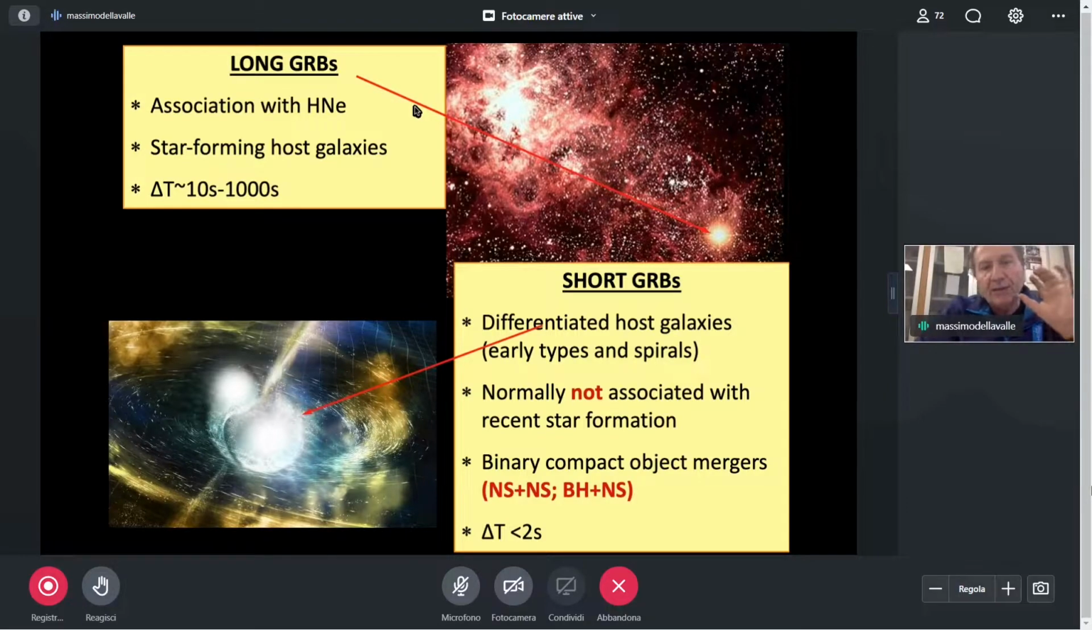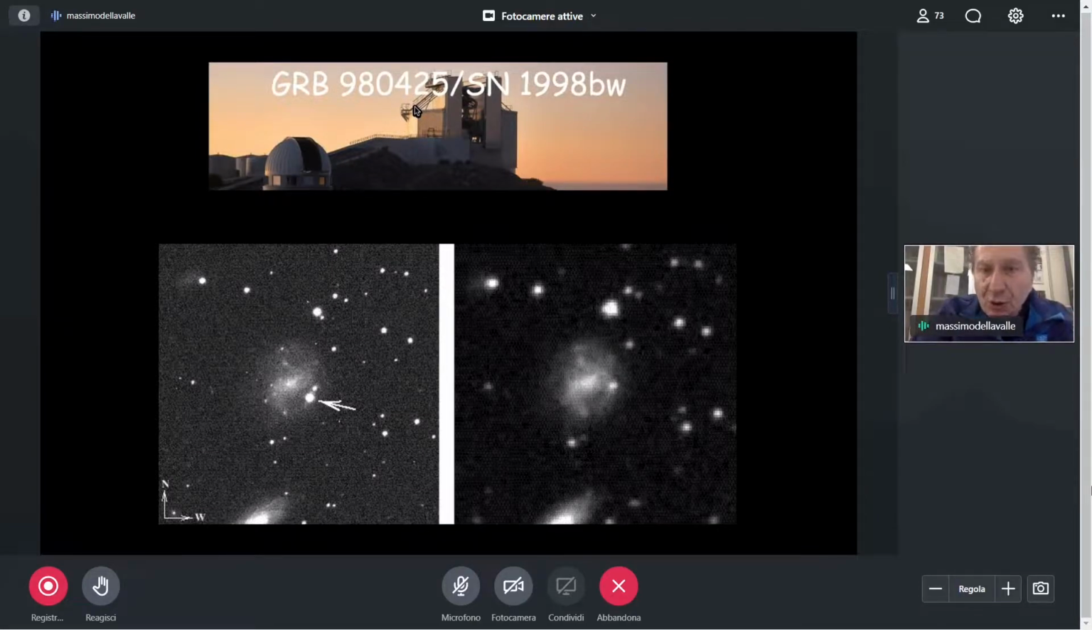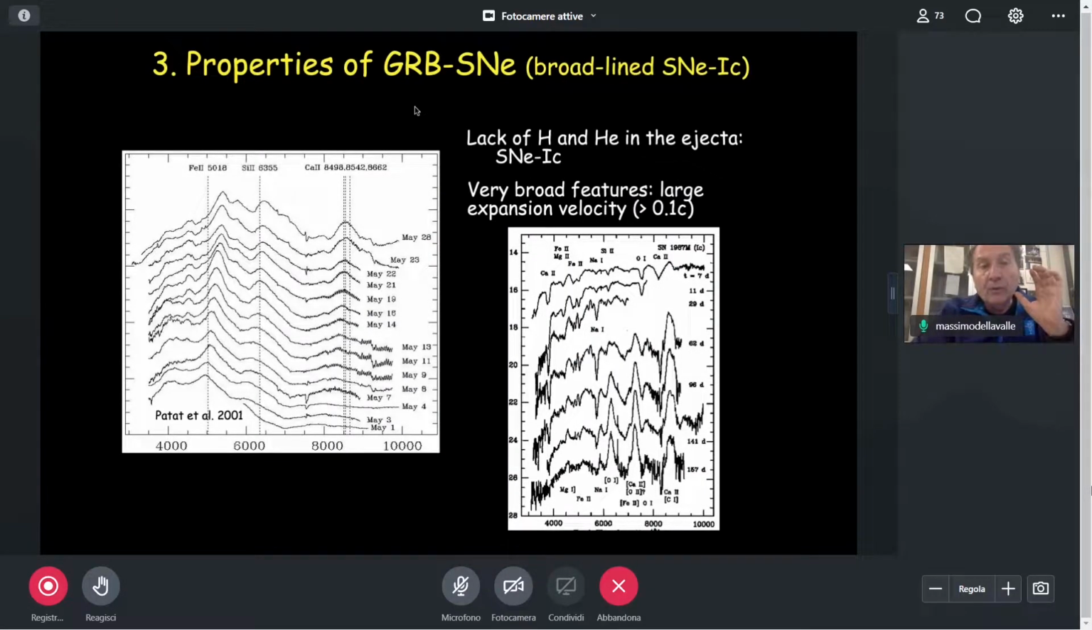But what is important is that there are basically two families, and one of them, the so-called long gamma ray bursts, are associated with hypernovae. The first case of association was discovered in 1998, when gamma ray burst 980425 was associated with this supernova. Gamma ray burst supernovae have many important properties, but probably the two most important are the following. First of all, the lack of hydrogen and helium in the ejecta. That means that when the progenitor explodes, the huge envelope of hydrogen has already been lost through secular evolution, and so they are really massive stars.